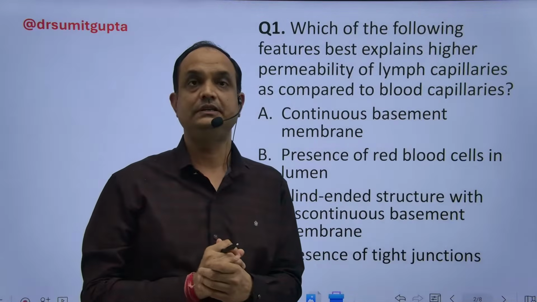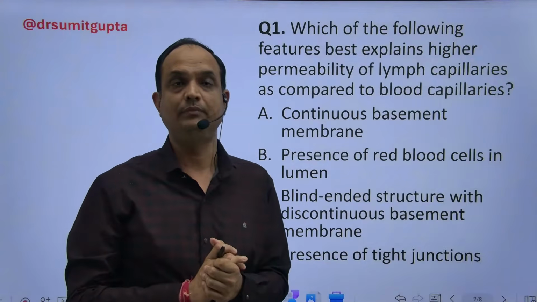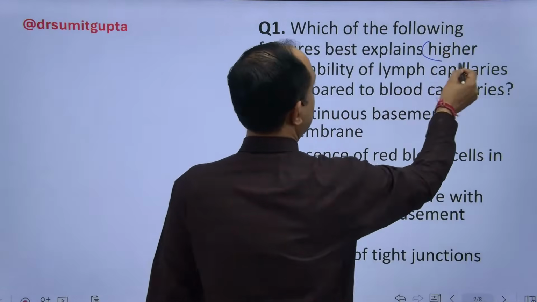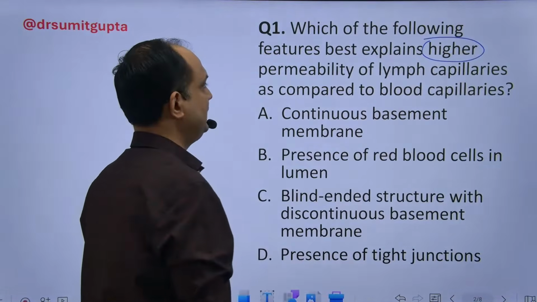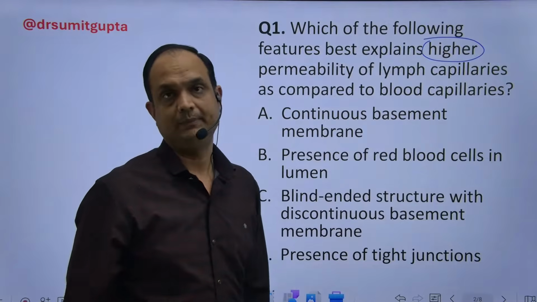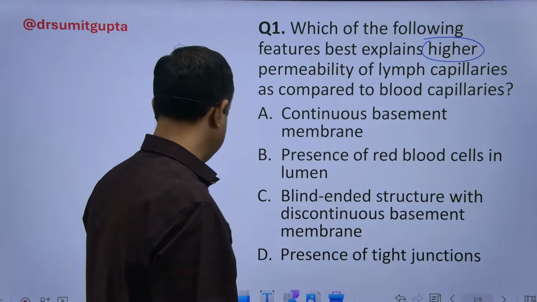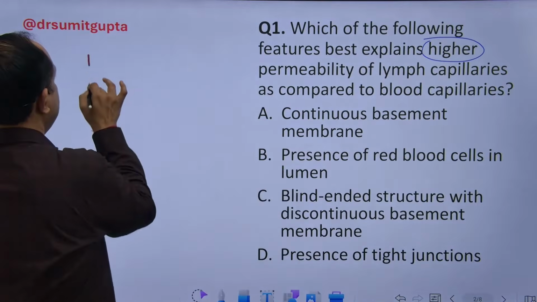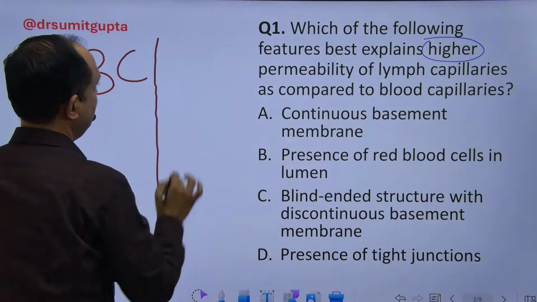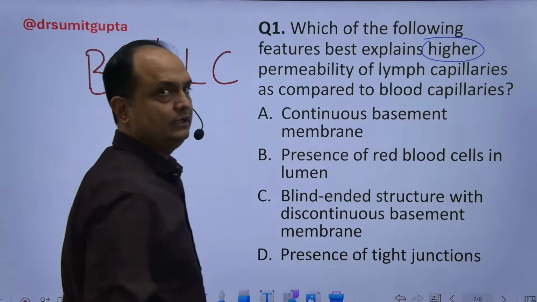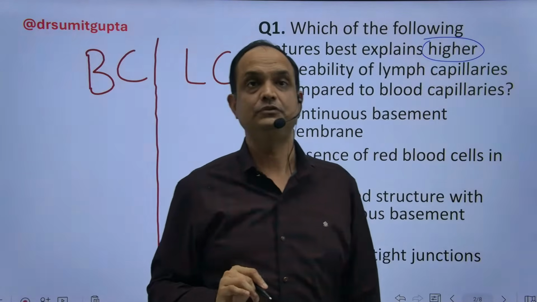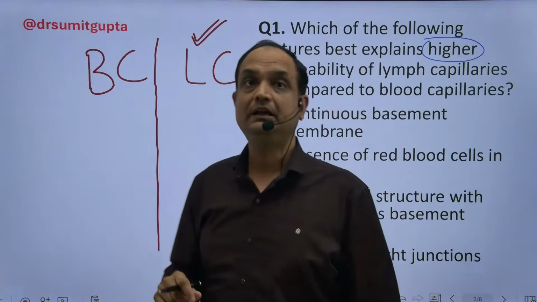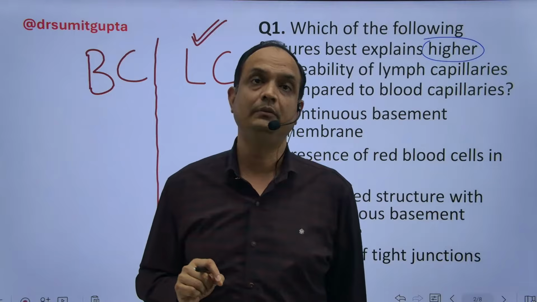Now this question is based on direct information. Which of the following features best explains the higher permeability of the lymph capillaries as compared to blood capillaries? That means before attempting this question, you should have the idea of the differences between the blood capillary and lymph capillaries. So dear students, the important thing to keep in mind is that lymph capillaries always carry the larger molecules and colloidal material.